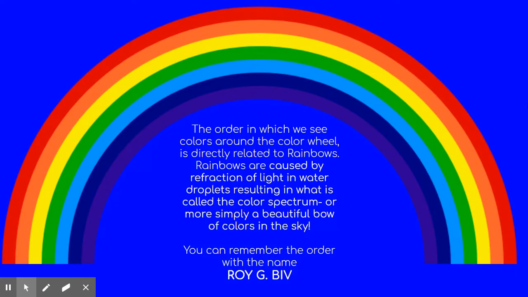The order in which we see colors around the color wheel is directly related to rainbows. Rainbows are caused by refraction, or the bending of light in water droplets, resulting in what is called the color spectrum, or more simply, a beautiful bow of colors in the sky. You can remember the order with the name Roy G. Biv.